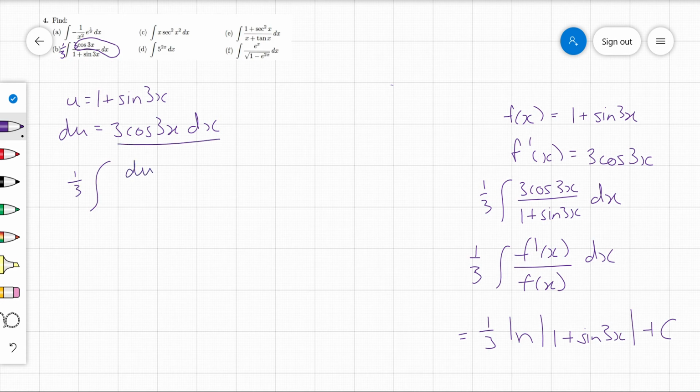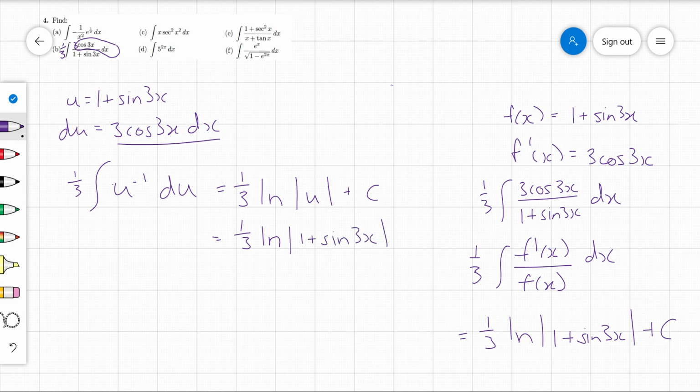So du, I've got u. In other words, I shouldn't have written it like that. I should have written 1 on u, which is u to the negative 1, with respect to u. Now we know 1 on u is just log u when we integrate. So I have a third log u plus c. Don't forget the third. And then I just change the u back to x's. So it's a third log of 1 plus sine 3x plus c.